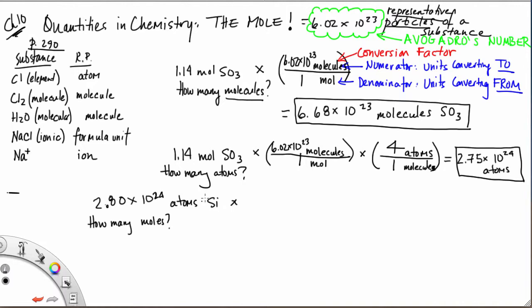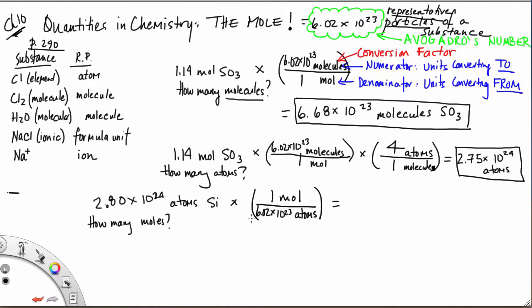So the substance that we're working with is silicon. This is an element, so the representative particle is indeed an atom. We need to convert to moles. Since we are in representative particles already, we can go directly to moles. So 1 mole is going to go on the top. This is the unit we're converting to. What goes on the bottom? Atoms, because we want to get rid of that unit. There are 6.02 times 10 to the 23rd atoms in a mole of any element.